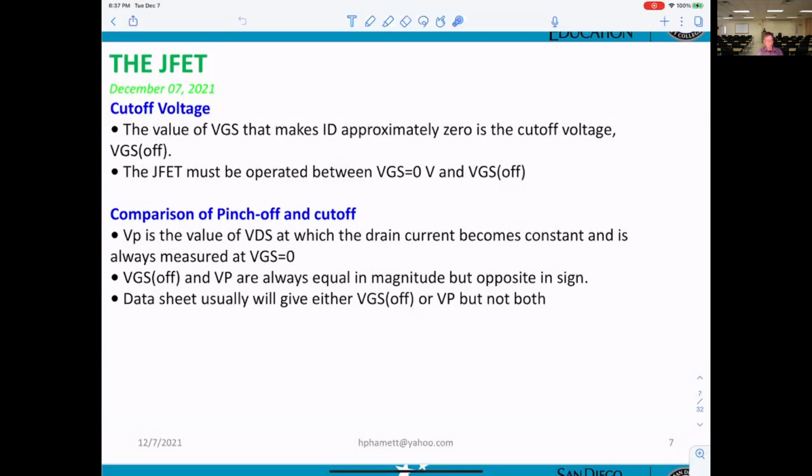Then the next part will be the JFET as an amplifier. You can get the common source amplifier, common drain amplifier, and common gate amplifier. You can see, compared to the bipolar, you get common base amplifier, common emitter amplifier, and common collector amplifier. That is almost the same thing.